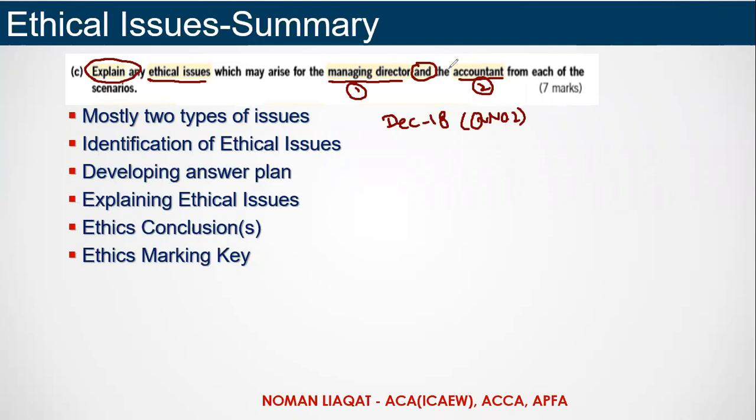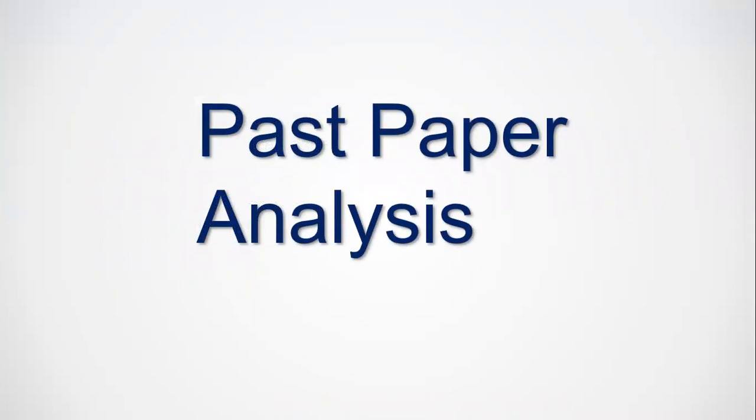Again, in most exams, in our ethics question one is a senior person, like in our case the managing director, and second is a much junior person who is an accountant in this question. So we have to keep in mind that we have to answer according to both parties. So mostly two types of issues. First of all, identification of issues, then we have to develop our answer plan, then explain the ethical issues, what the conclusions could be, what the ethics marking key could be. We are going to discuss this part and much more explanation about those issues and areas in our complete revision session. Now, these are just the headings, the overall contents, but we are going to discuss each heading and each content in much more detail in our complete session.